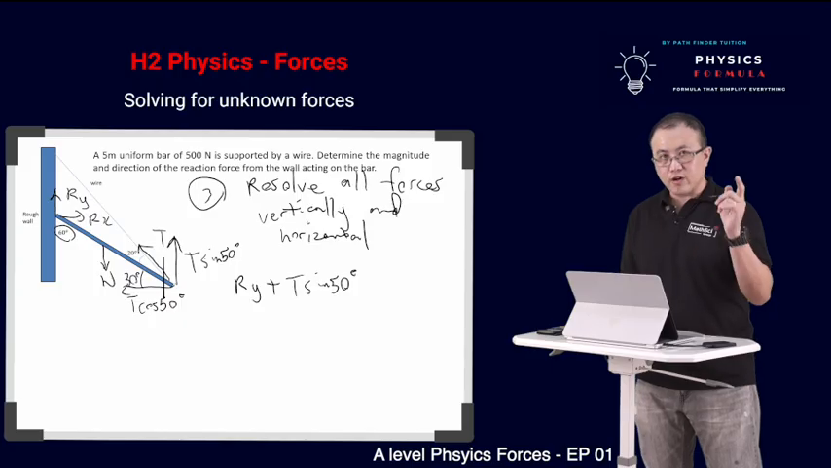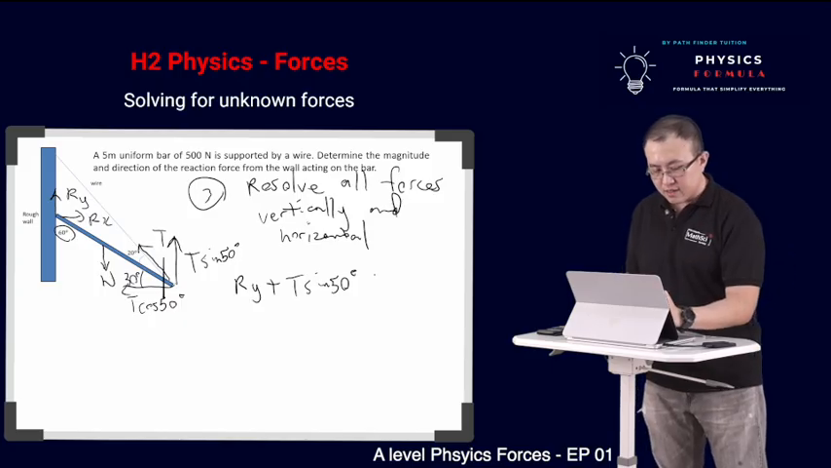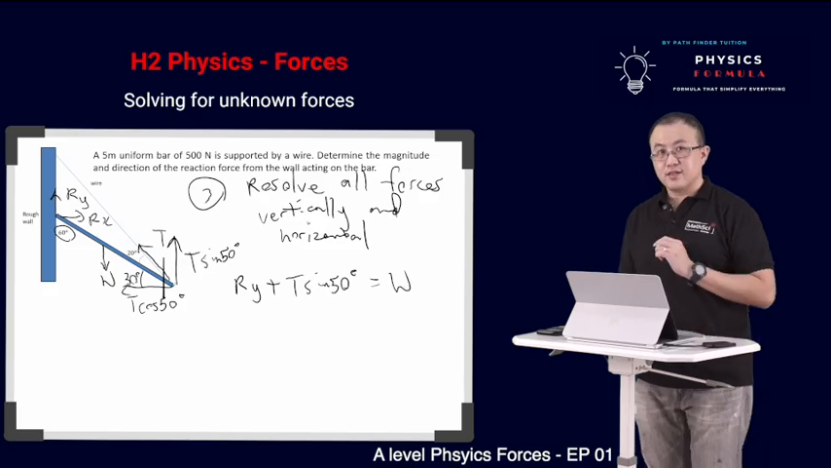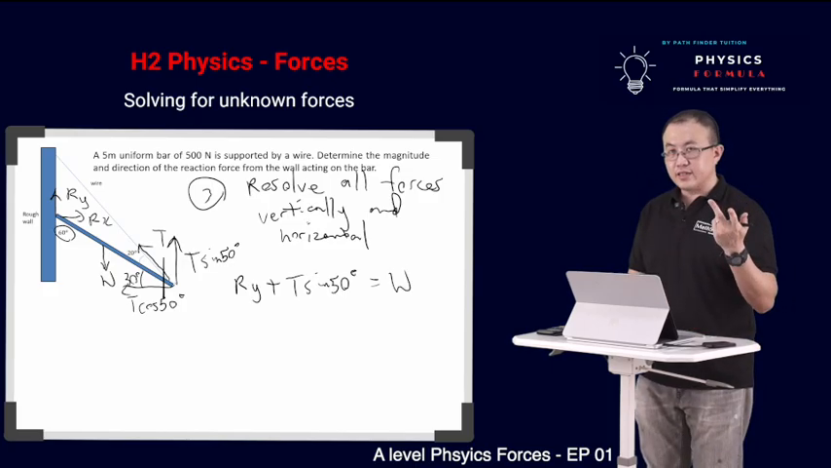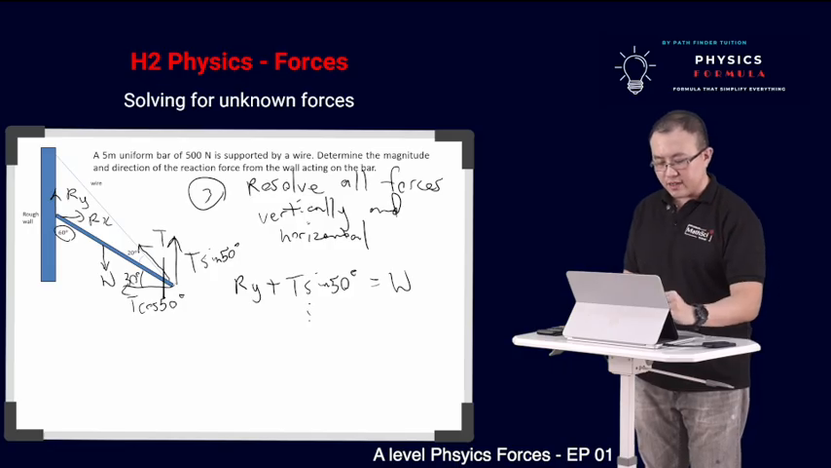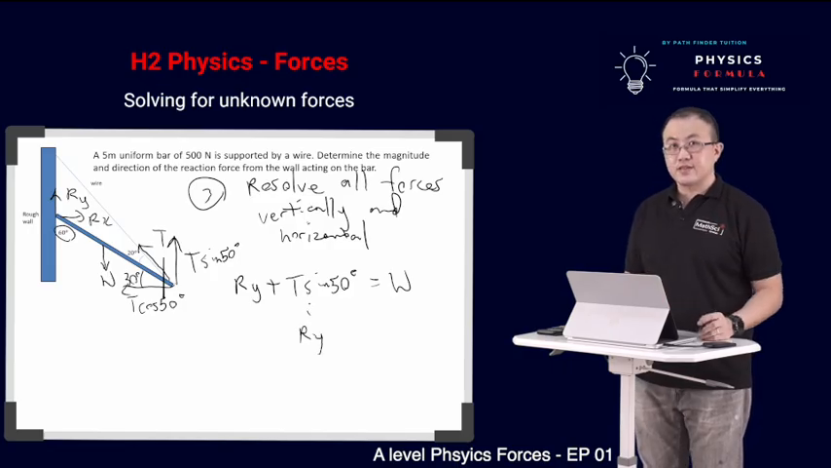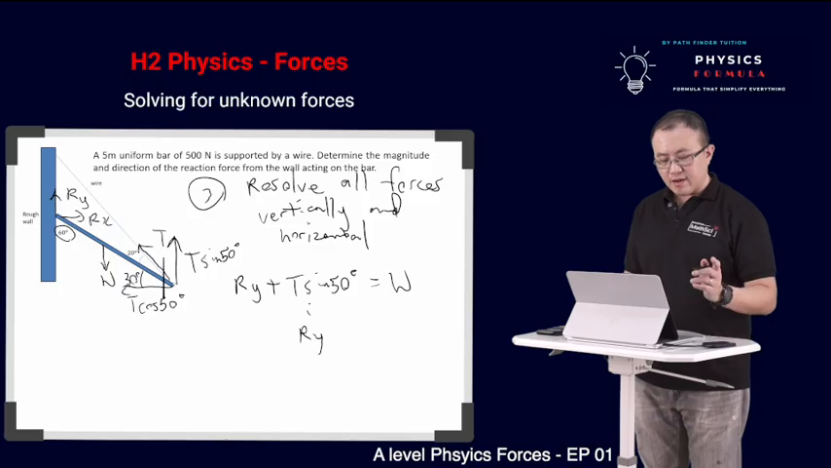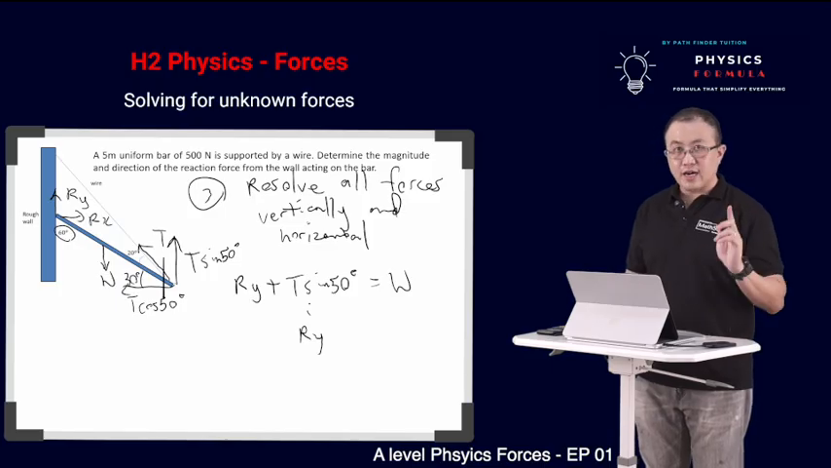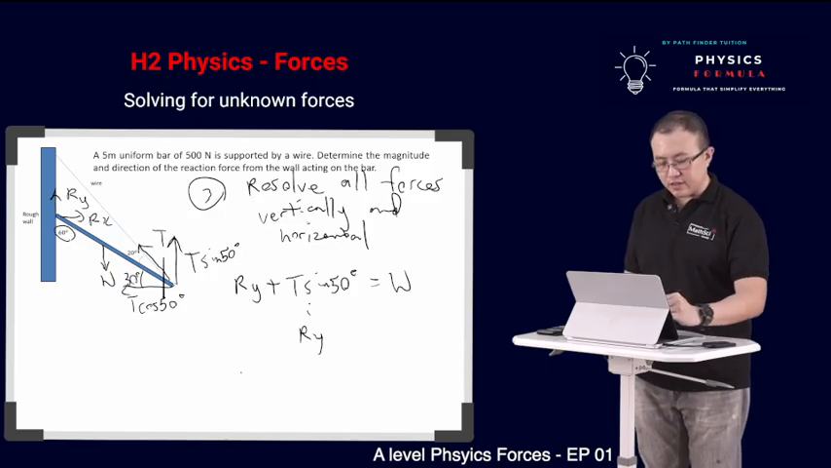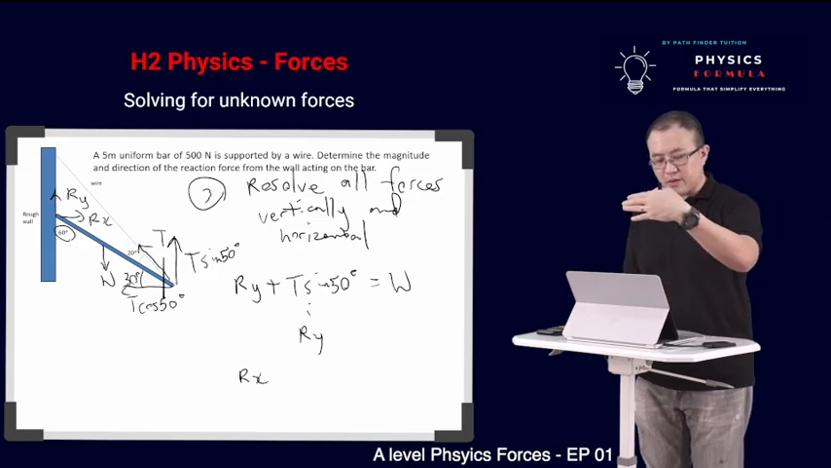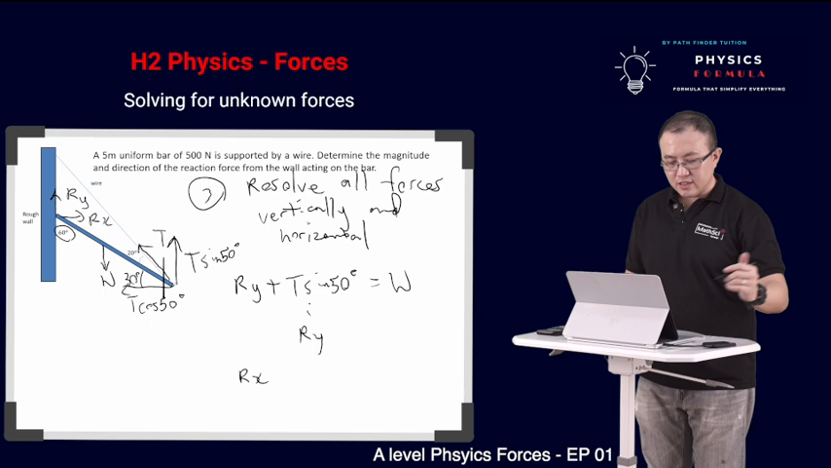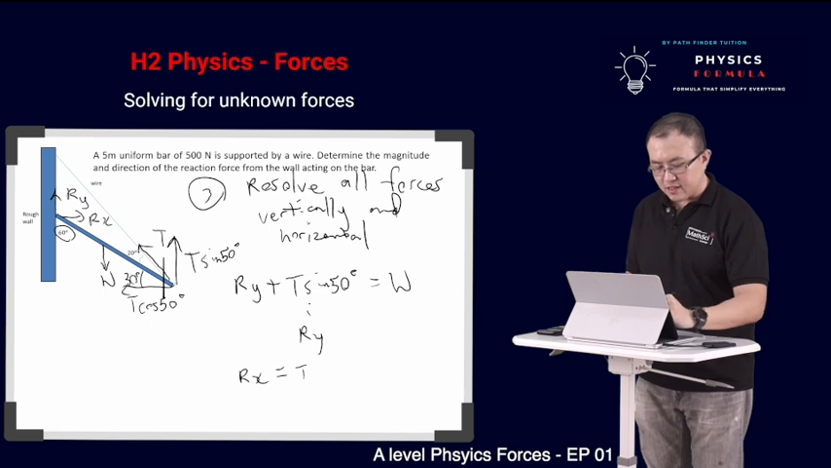These two upward forces will be equal to the weight. Take note that you don't know Ry, you know T already, you know W already, so you can use this to find Ry. After you find Ry, let's move on to Rx. Rx is much easier because I only have Rx, one horizontal force to the right, which must be balanced by the tension force T cosine 50.